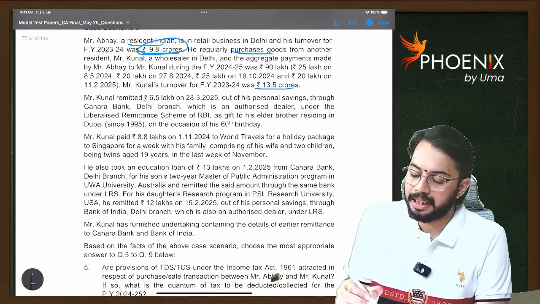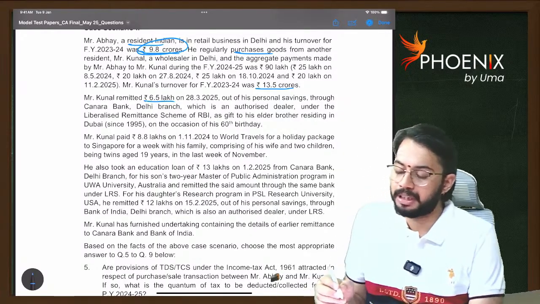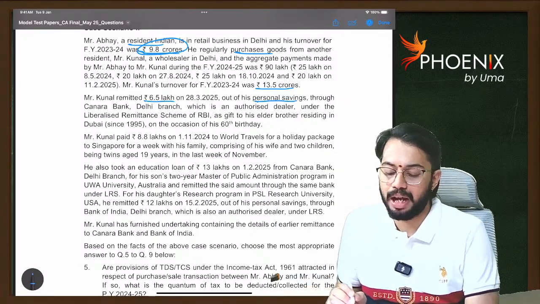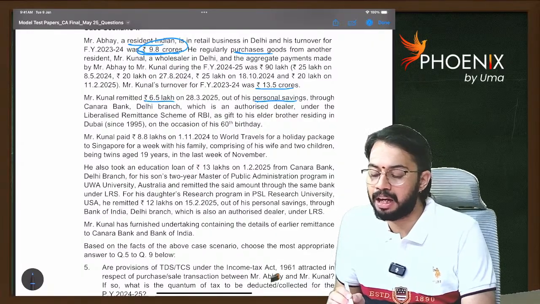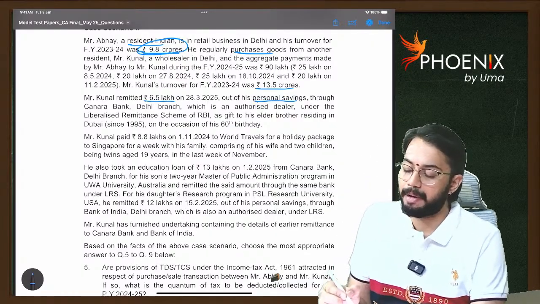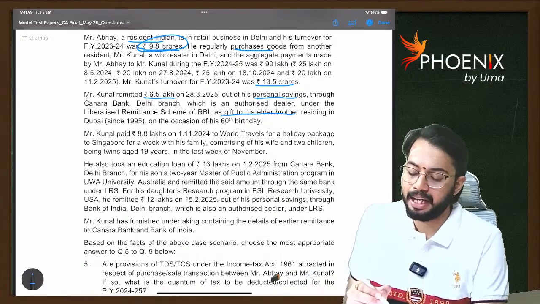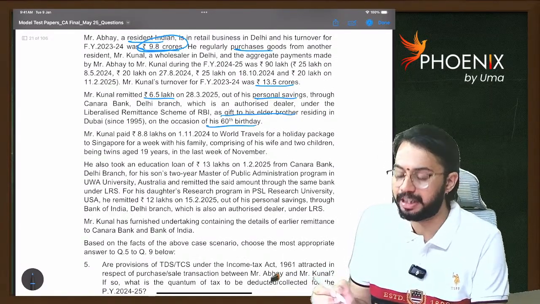Kunal remitted 6,50,000 on 28th March 2025 out of his personal savings through Canara Bank Delhi branch, which is an authorized dealer under LRS, Liberalized Remittance Scheme of RBI, as a gift to his elder brother residing in Dubai on the occasion of his 60th birthday.